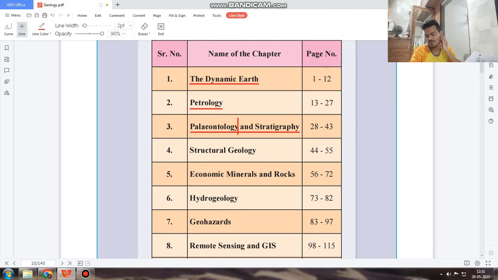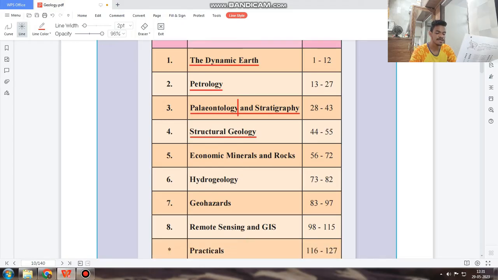Hydrogeology means related to water. What are the sources of groundwater? From where does water come through geology? How does water help through geology? We shall be studying about aquifers, all types of aquifers, rainwater harvesting, all in detail.